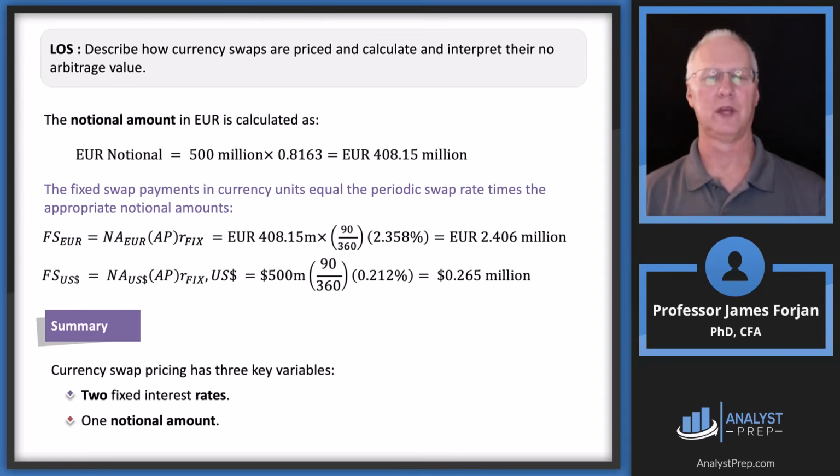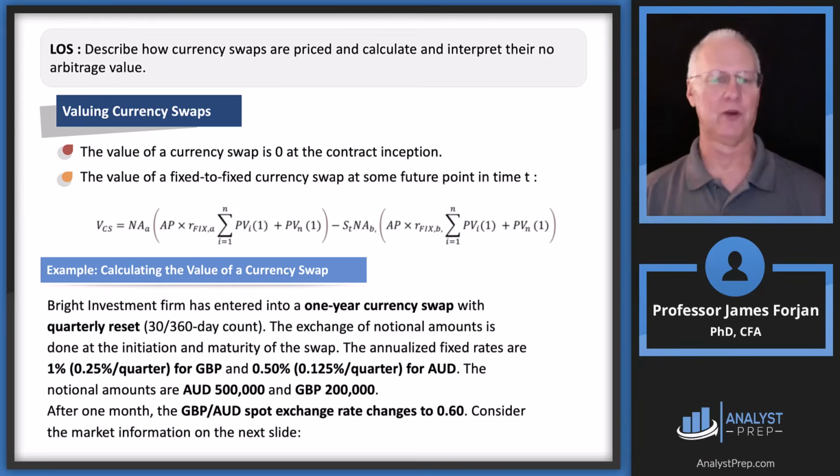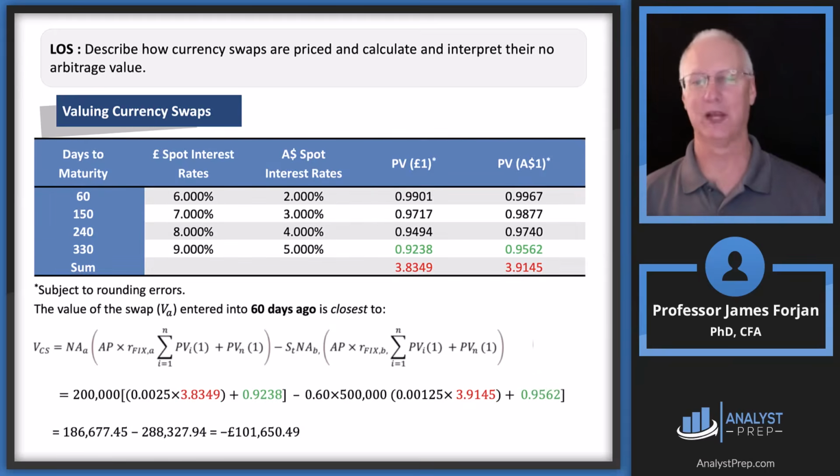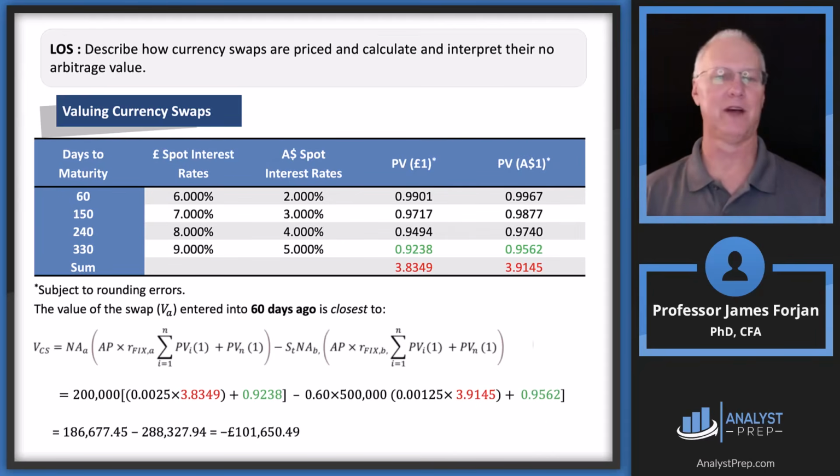There's the 2.406 euros and the $0.265 million. Yeah, let's go ahead and value those. So notice we have a whole bunch of stuff here in the bottom. 1 year currency swap, annualized fixed rates, notional amounts are 500 and 200,000. So after a month, the British pound changes to 0.6. We have some extra information there, and we go ahead and calculate it for you. And so let's go ahead and figure out the value of the swap is closest to.